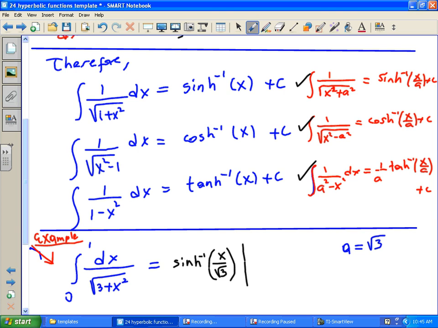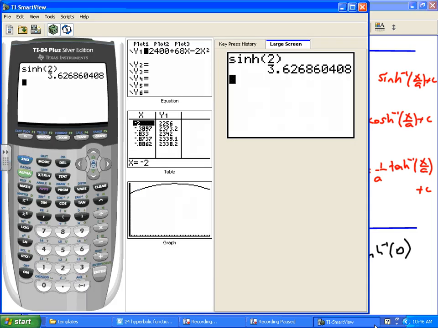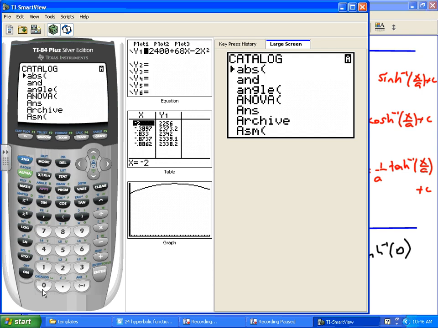And the limits are from 0 to 1. So we need to know what this function is at 1 over radical 3 minus this function at 0. And this is where the calculator command will be helpful. I had the sine hyperbolic on the screen. I need the inverse one. So I'm going to go back to that second 0, which opens the catalog. Then just press the ln key that accesses the S letter commands.